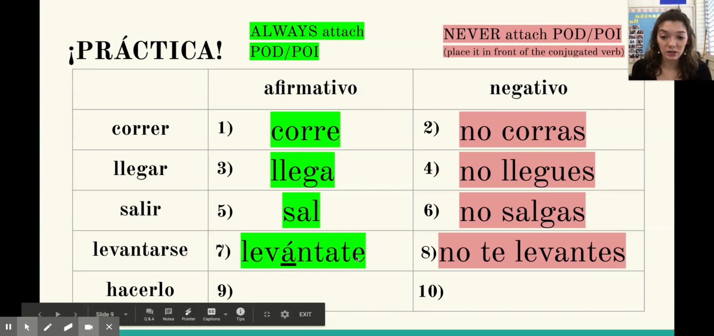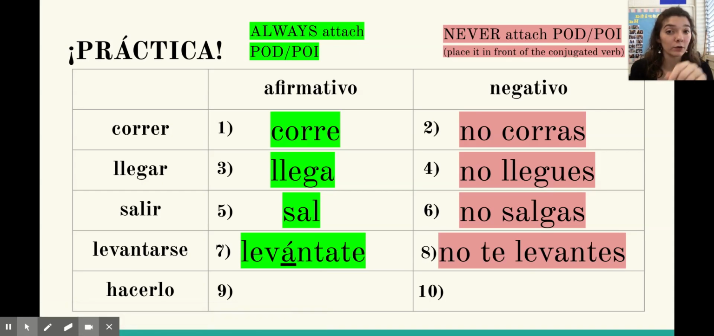So notice the difference here. Levántate versus no te levantes. Here we don't need an accent because the natural accent is on that A, which is where I want it to be. Here we do because I added a whole other vowel, a whole other syllable. So be careful with those.